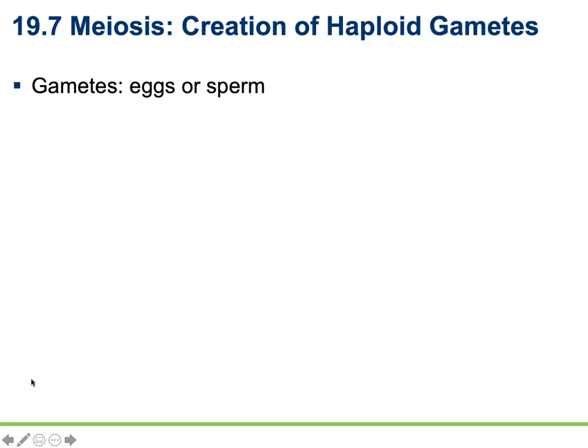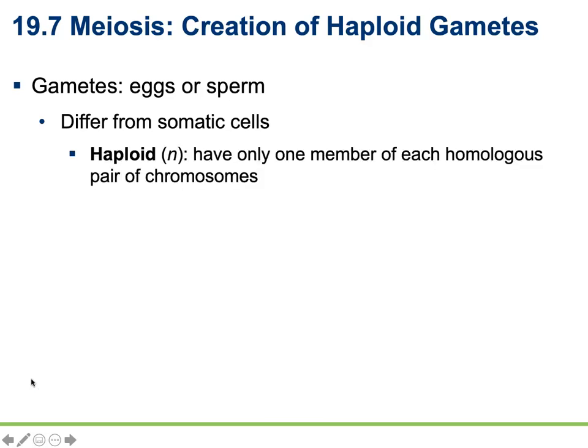So meiosis is going to be the creation of haploid gametes. Gametes are going to be cells like eggs or sperm. They're going to differ from somatic cells in that they are haploid. They only have one member of each homologous pair of the chromosomes. And so their total chromosomal number is going to be 23. These are going to be formed by meiosis.